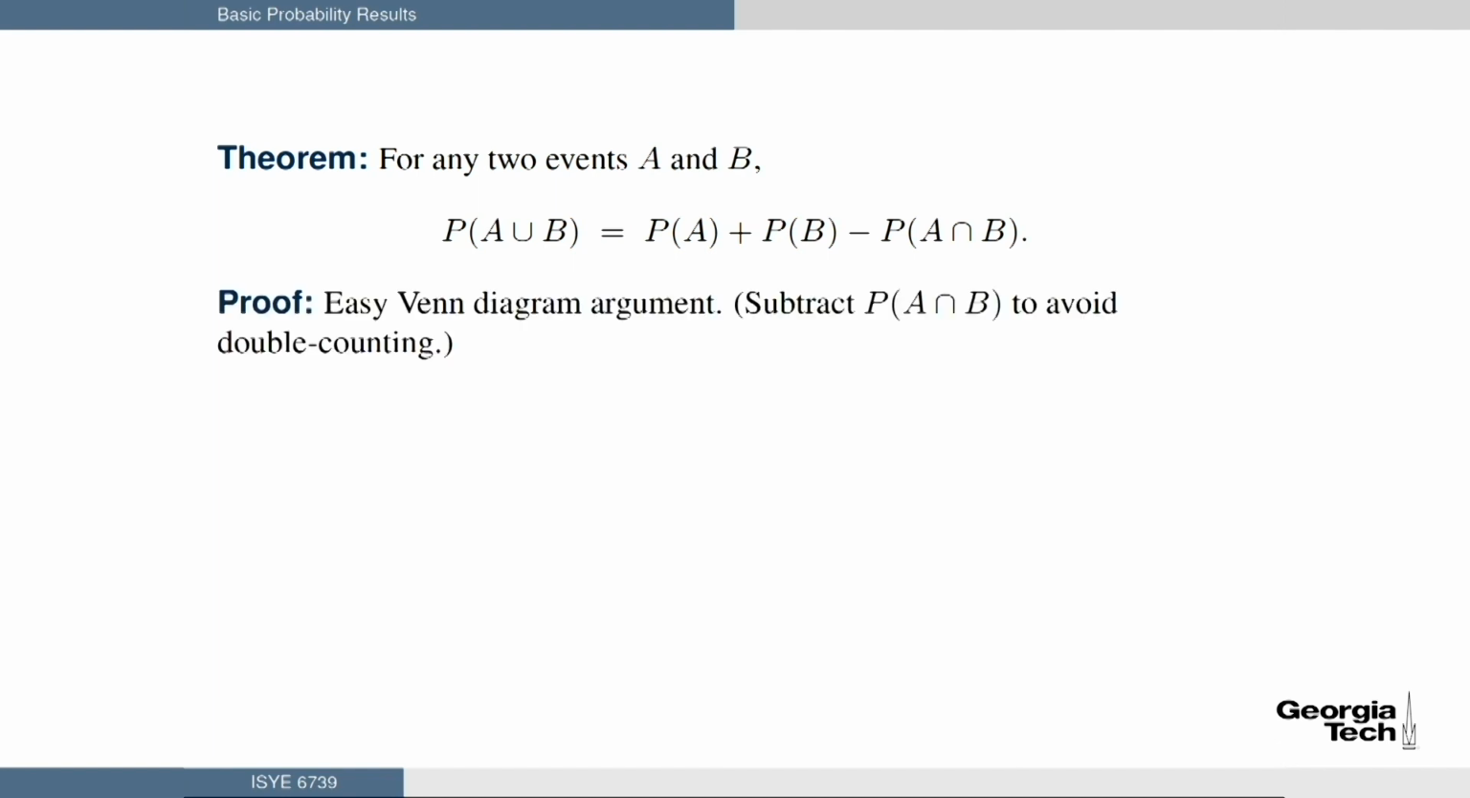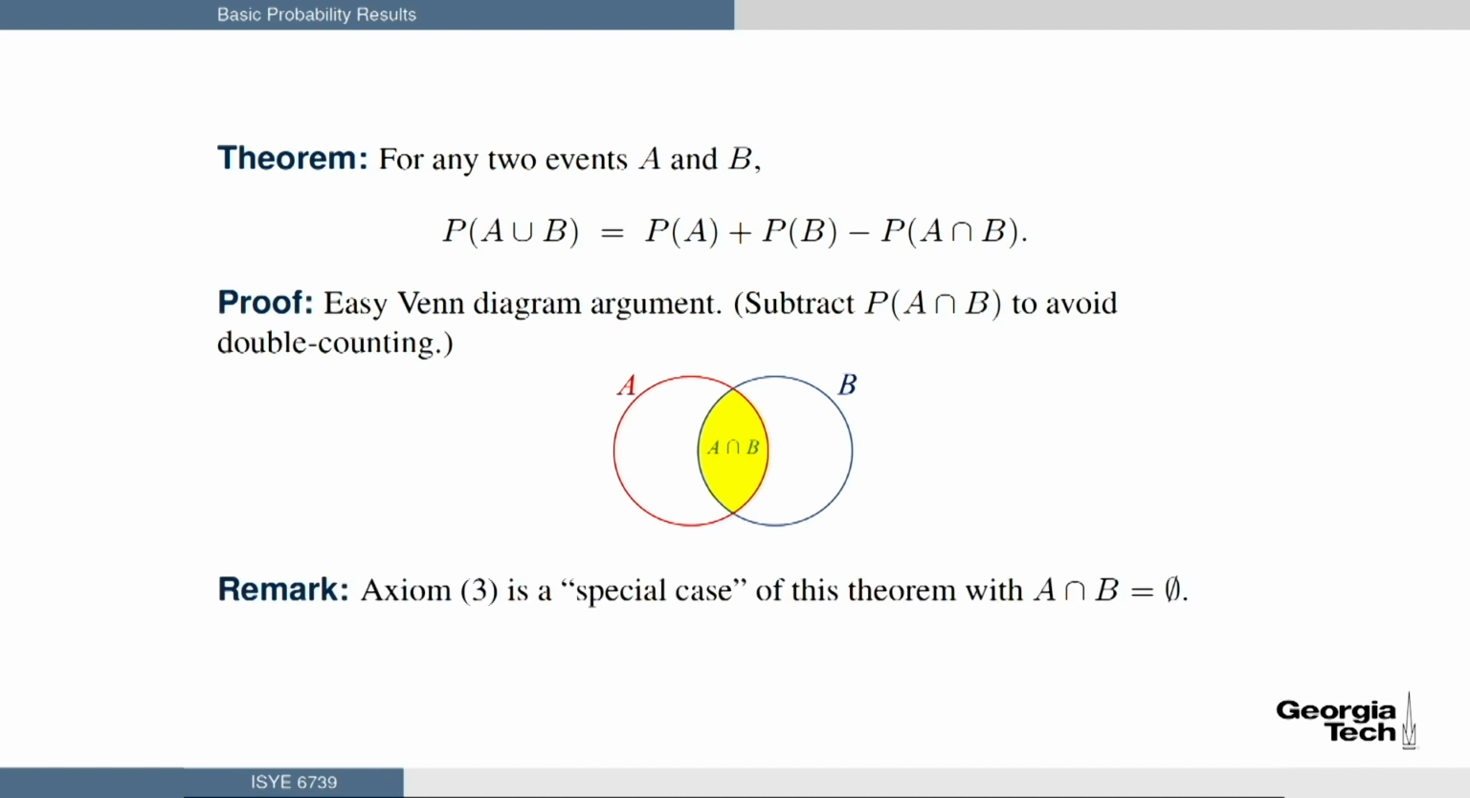So here's a proof. I'm going to use an easy Venn diagram argument here. It's not really mathematically rigorous, but it's good enough. Let's take a look at the picture. I've got in red A, in blue B, and so if I add up A and B, it looks like I've double counted that middle portion in yellow, A intersect B. So that means I just subtract it off. Bang, I'm done with the proof. And like I said, axiom 3 is a special case of this theorem in the very special case that A and B happen to be disjoint, if there's no intersection.